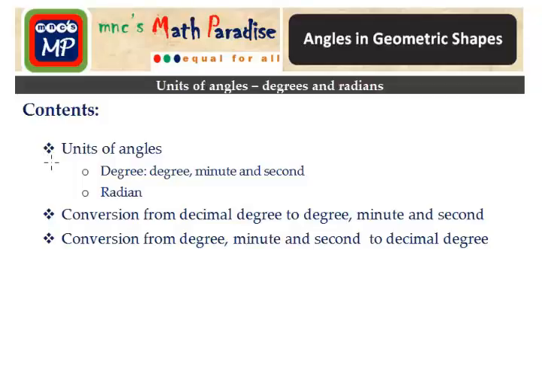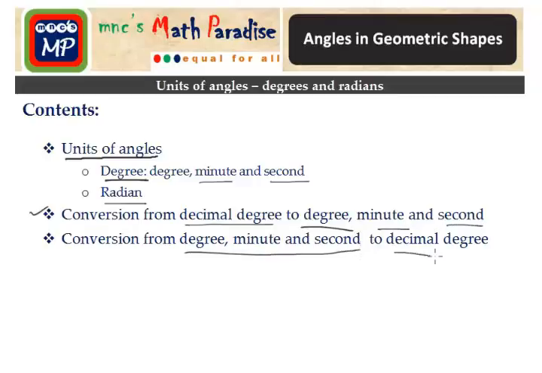In this lesson video, we will introduce two main units of angles, which are degree and radian. In the degree system, the unit degree can also be subdivided into minutes and seconds. Then we will learn how to convert a decimal degree angle into degree, minute and second, and a degree, minute and second angle into a decimal degree angle.